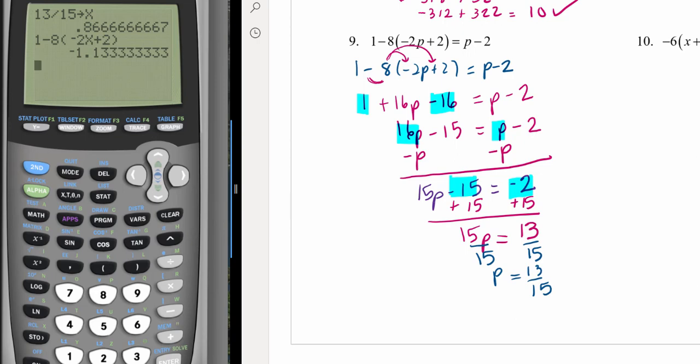Okay, so now I'm going to type in the right side of my equation, remembering x is our p, x minus 2. And what I'm checking for is that the two sides match each other. And do you see that in the calculator that we did get them both to match? So that means that our answer is correct, even though it looks so strange with that 13/15. So 13/15 is the solution to this problem. Let's try the next problem.